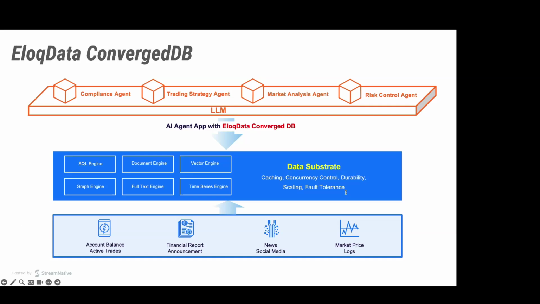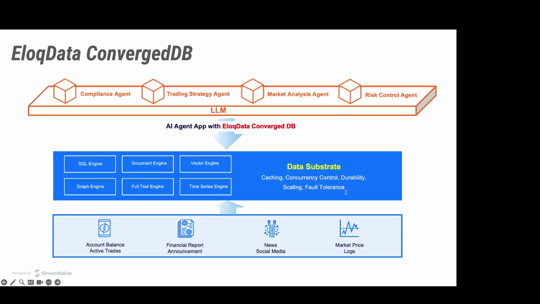That's where ConvergeDB comes in. It's one backend with multiple APIs: SQL, document, graph, vector, and more. ConvergeDB supplies a unified interface and supports cross-model transactions.